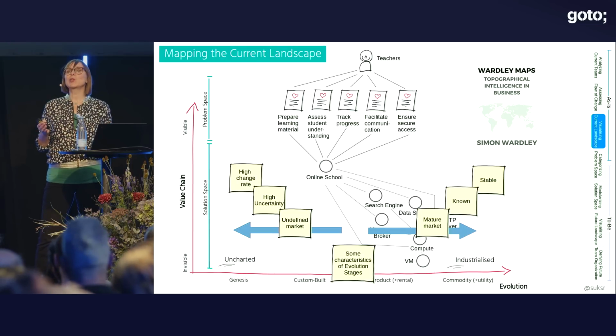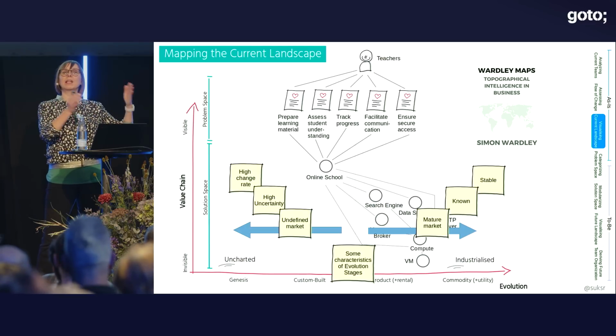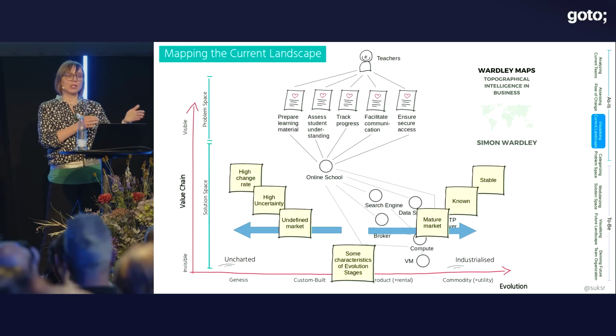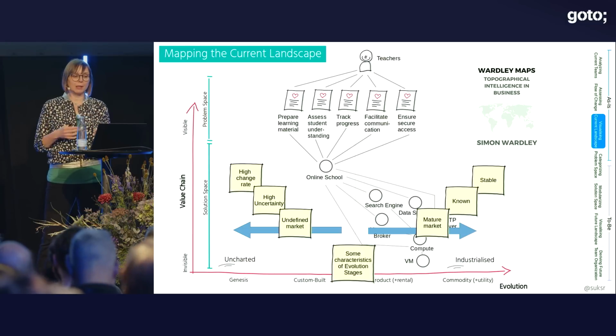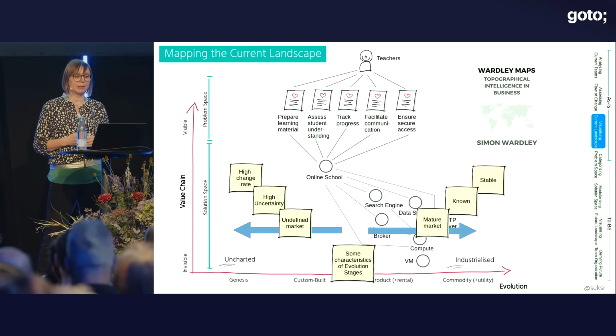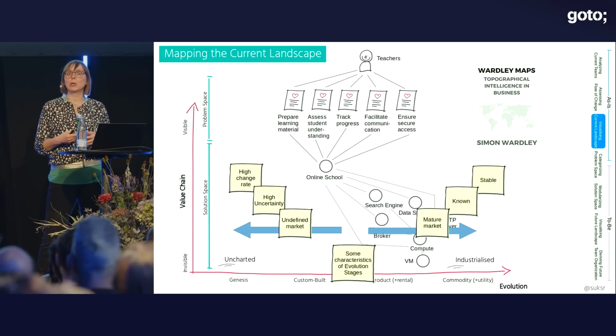And each evolution stage comes with different characteristics. So towards the left spectrum, towards Genesis and custom build, the components are changing far more frequently than components on the right spectrum towards product and rental, commodity and utility. On the left, we are dealing with a high level of uncertainties, unknown unknowns, and undefined, poorly understood markets. While on the right spectrum, the components become more stable, known, widespread, standardized, and the markets are pretty much well-defined and mature.